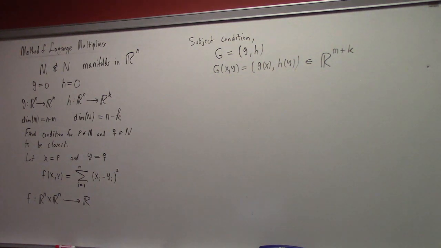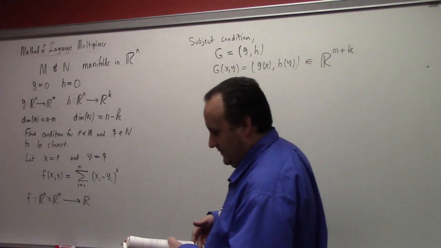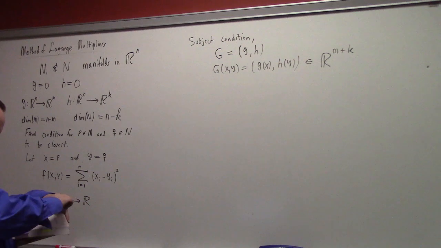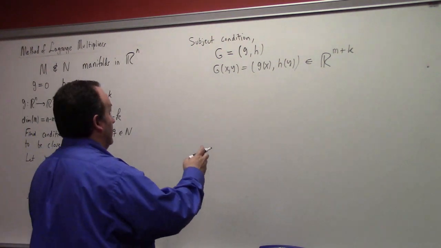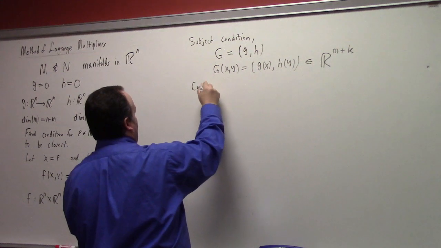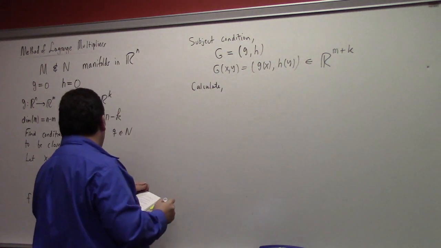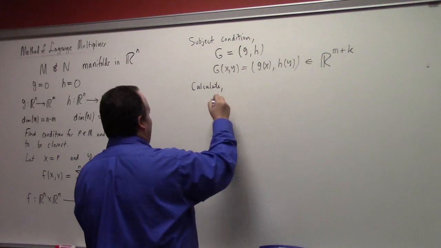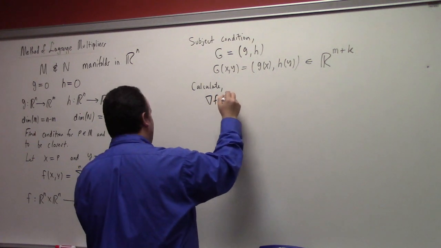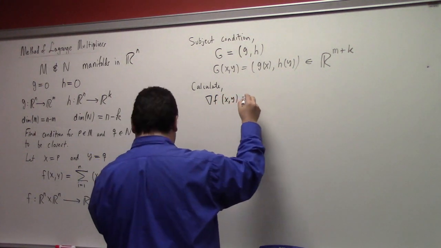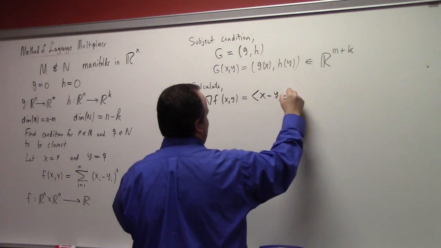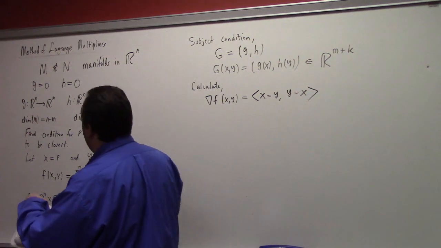So then we need to calculate gradients of the objective function and the constraint functions, right? And what do those look like? All right, so we calculate. And at this point, you might think, well, you can't calculate that in any kind of nice formulaic way. Oh, yes, you can. Check it out. The formula for the gradient of f at the point x, y is simply equal to x minus y, y minus x. So that's very much the analog of what we just did.